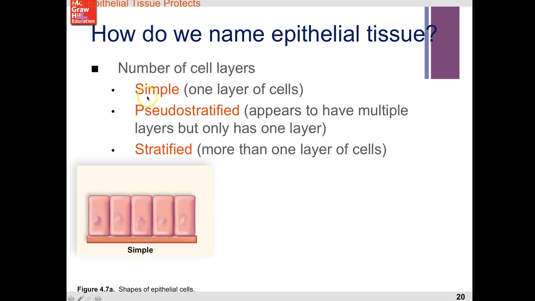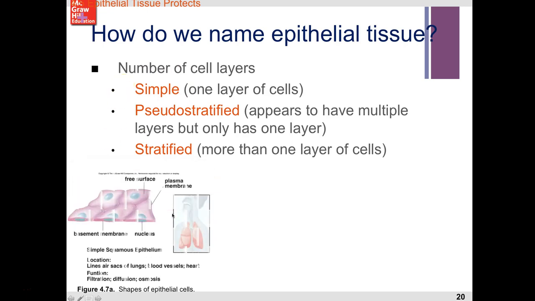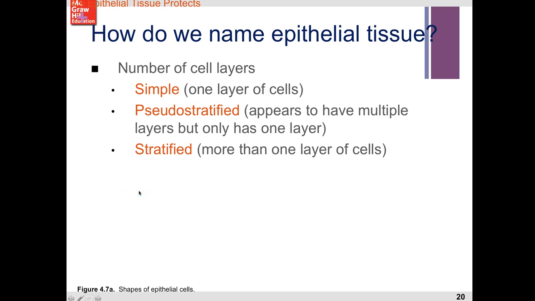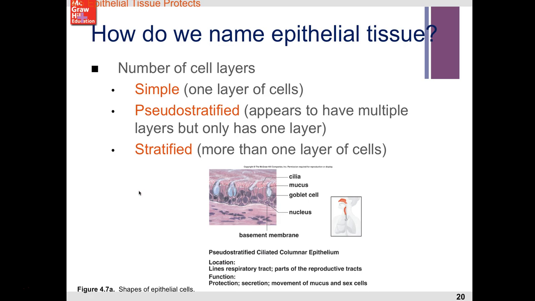So here we have our first term that we're going to use to name tissues. And we name it based on the number of cell layers. So first is our simple term, and that just means we have one layer of cells. You can kind of see this here. Before we talk about pseudostratified, this is an example of a simple layered epithelial tissue. So we have simple squamous. You can see there's just one layer of these cells, and we'll talk about what squamous is on the next slide. Here we have pseudostratified cells.